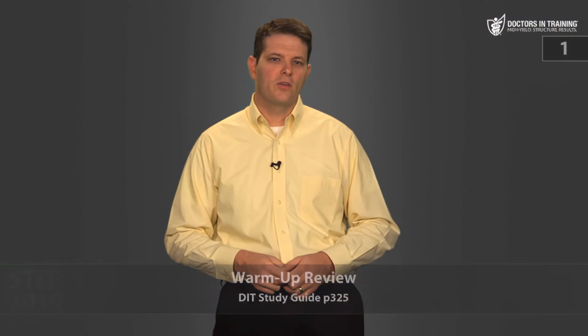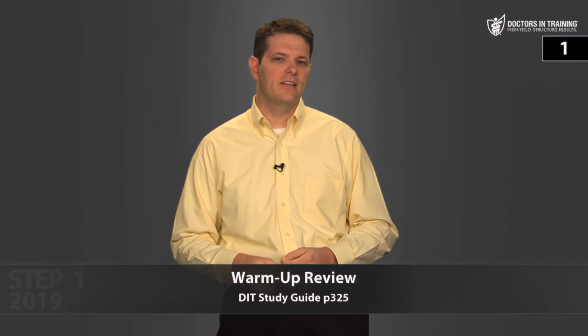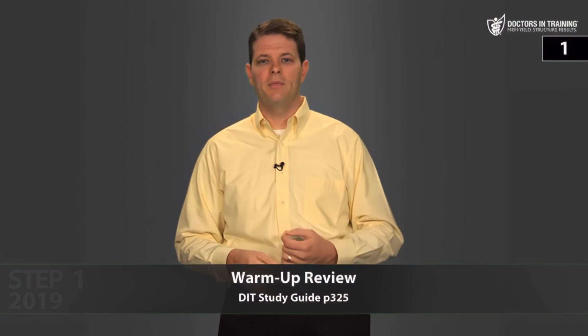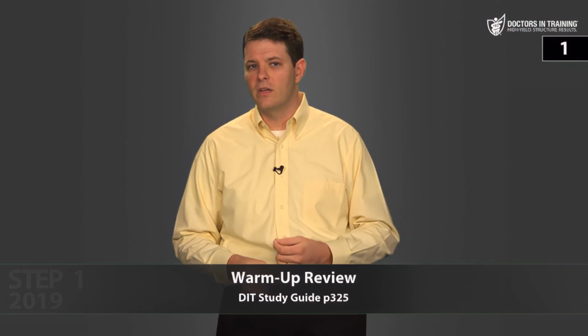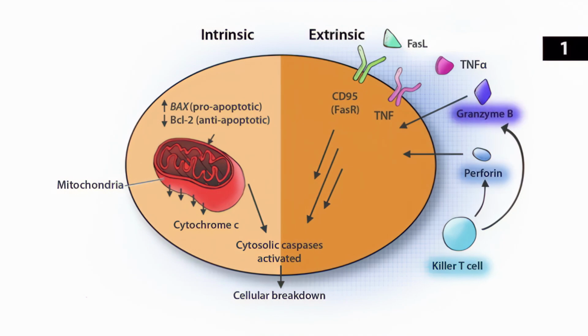Micro 7, 3-question warm-up. Let's do this. First question, what substances do cytotoxic T cells and NK cells use to induce apoptosis in the cells infected with virus? So they use perforin and granzymes.